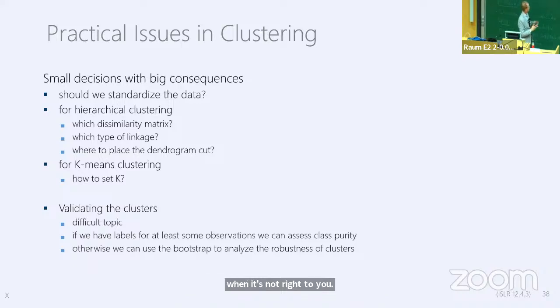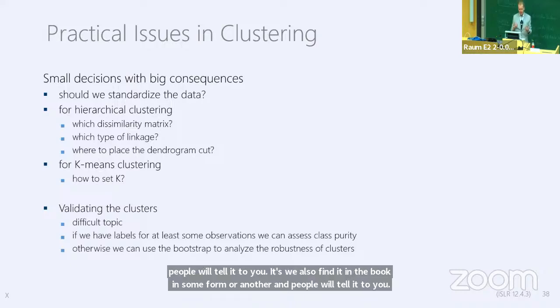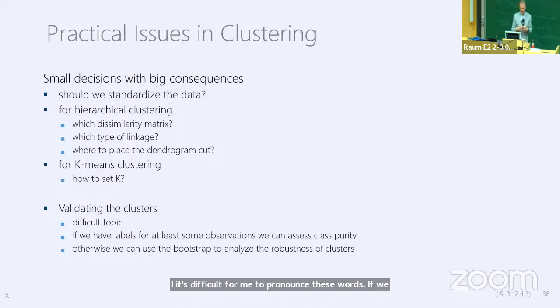If we have labels, this is a sentence I have to say out loud. You also find it in the book in some form or another, and people will tell it to you. It's difficult for me to pronounce these words. If we have labels for at least some observations, we can assess class purity. Thank God I wrote at least some observations. Oftentimes, you see people evaluating clustering methods with labels for all of the points that they already had. This does not make any sense. Why not?